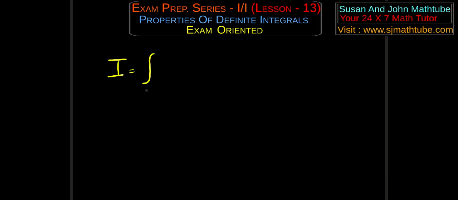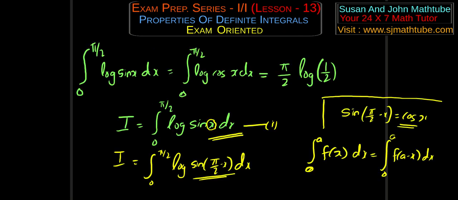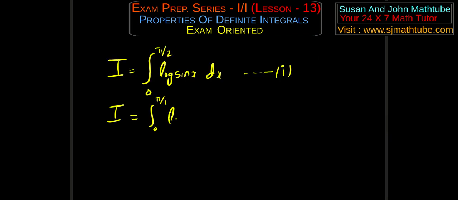Anyway, I'm going to write both together so that we can simplify easily. So we have log sin x dx. That is the question. I'm going to call it equation 1. And then I'll write just beneath it 0 to pi by 2. I'll show you what happened here. We replaced x with pi by 2 minus x. So we got log cos x dx, and that is equation number 2.